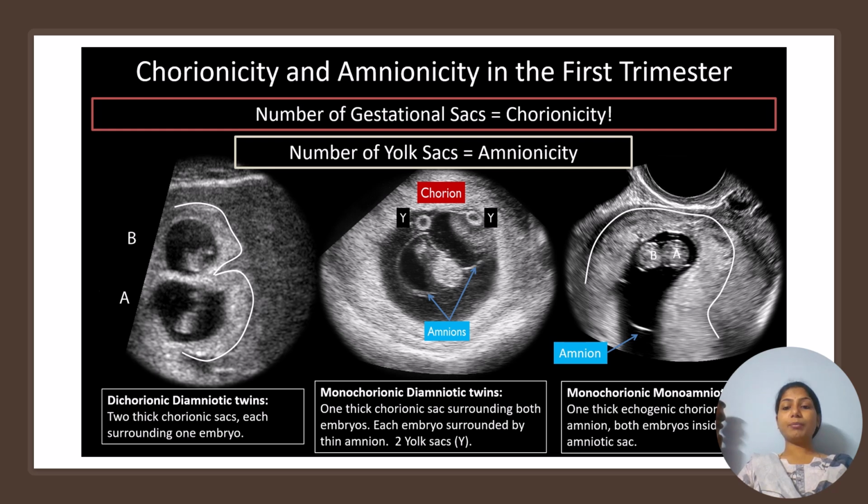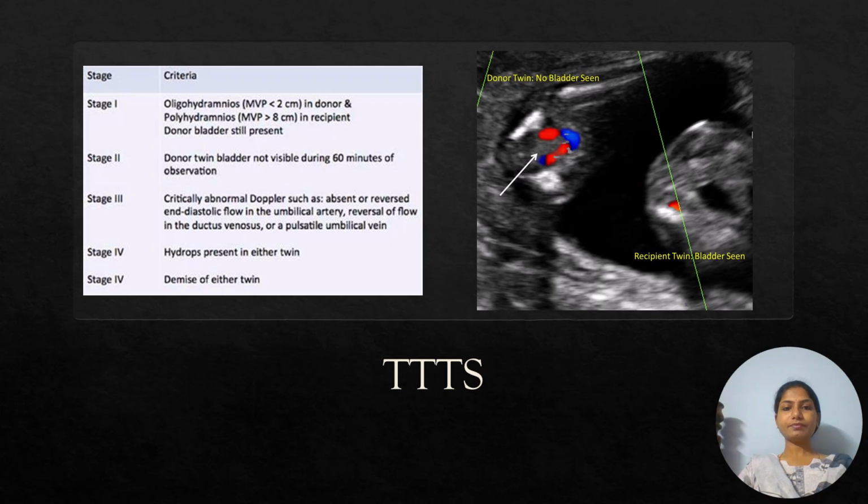So that is why a monochorionic monoamniotic twin gestation has to be serially followed up both for vascular complications and for any cord entanglement and fetal demise. So these are the very important things to be looked for in the first trimester ultrasound.